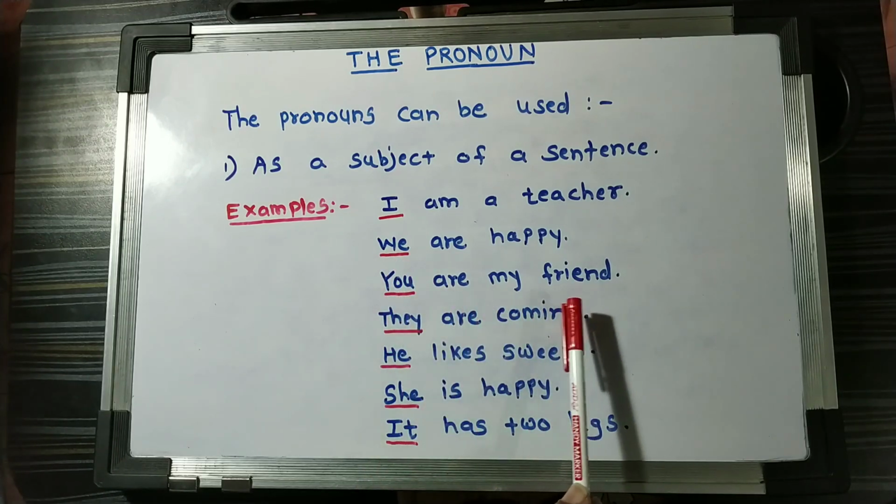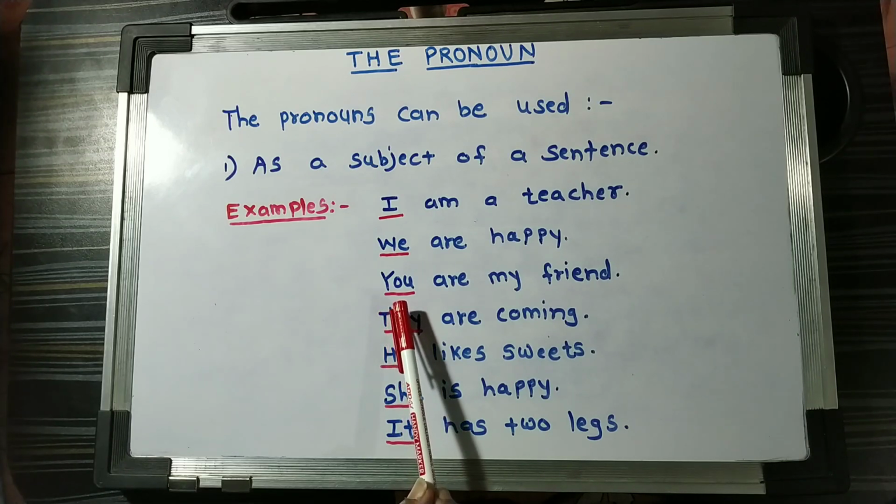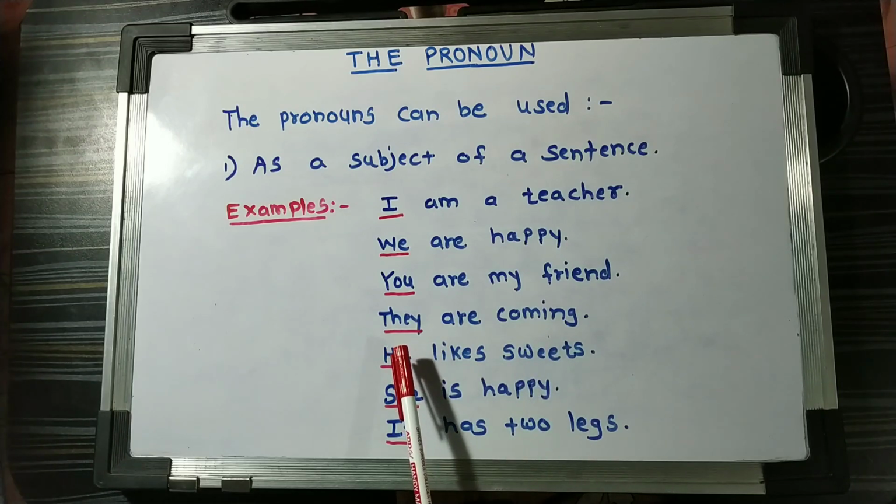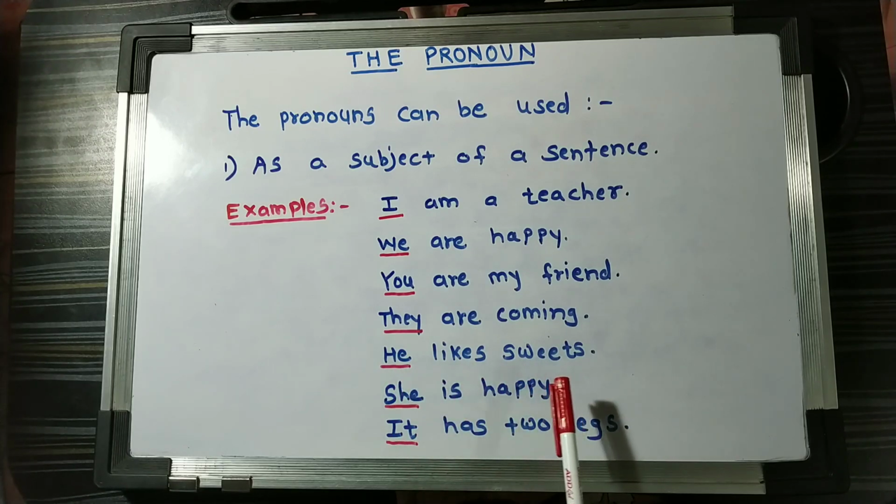You are my friend. You is a pronoun and it works like a subject of a sentence. They are coming. They is a pronoun and it works like a subject of a sentence. He likes sweets. He is a pronoun and it works like a subject of a sentence. Likewise, in the next sentence, she is happy. She is a pronoun and it works like a subject of sentence. And finally, it has two legs. It is a pronoun and it works like a subject of sentence.